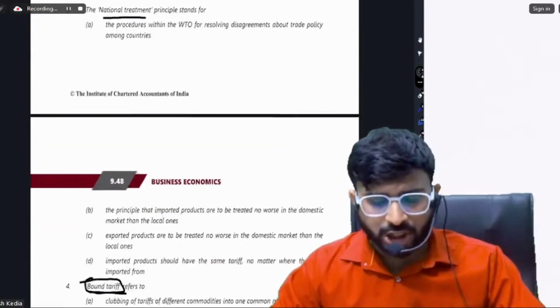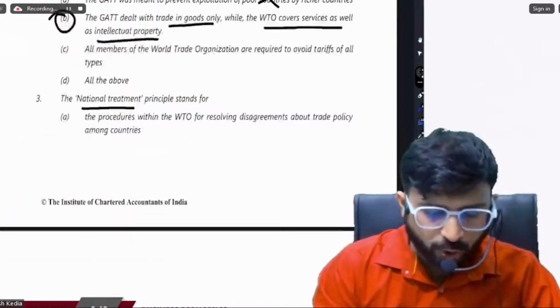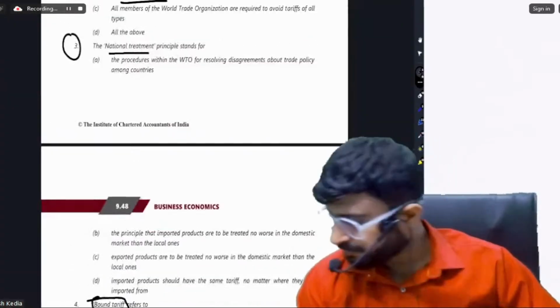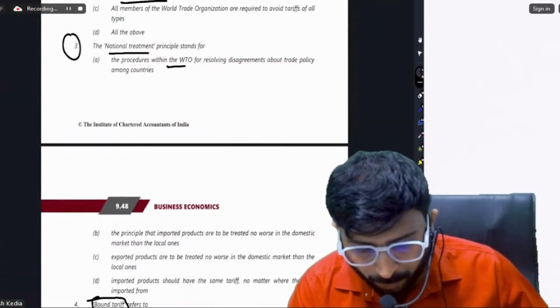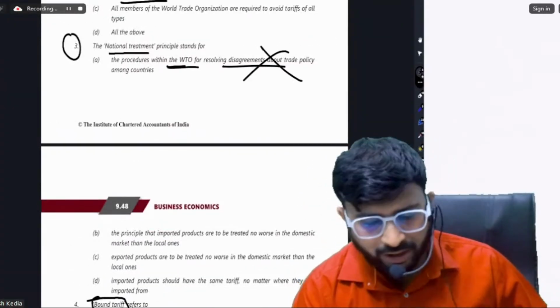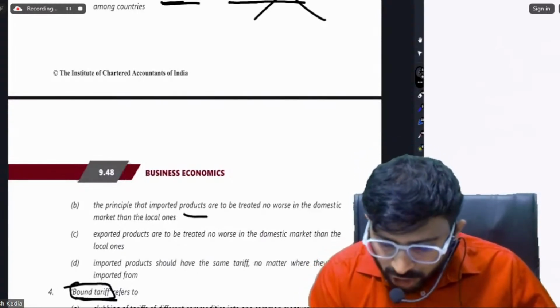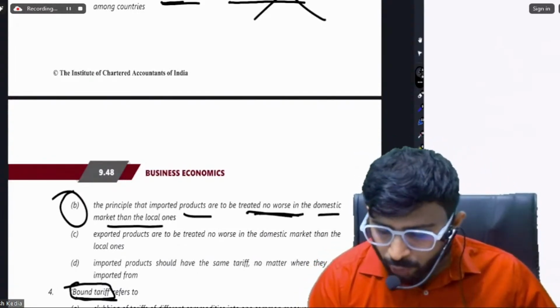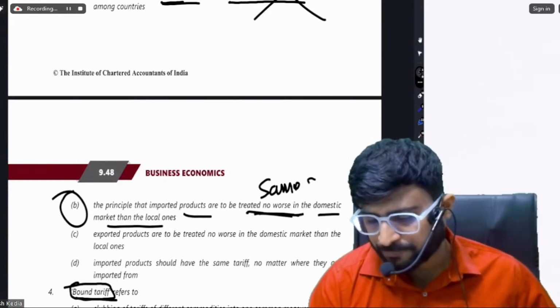Next, third one, national treatment principle question also we had skipped. What does it say? Procedures within the WTO for resolving agreements? No. Principle that imported products are to be treated no worse in domestic market than the local ones? Yes. No worse means same status.